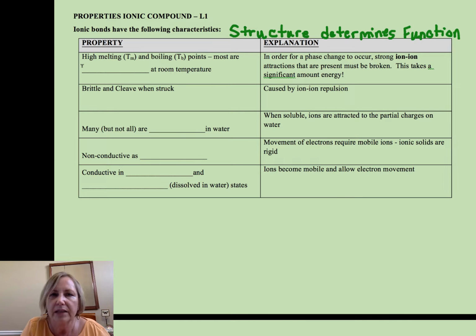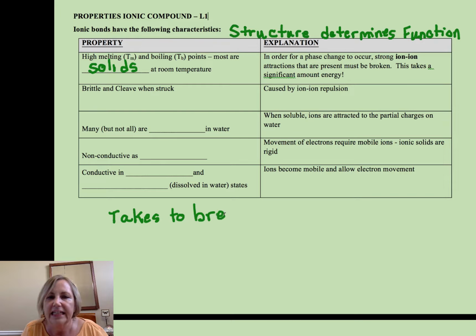Very high melting points and boiling points. Most ionic compounds are solids at room temperature. And that's because it takes energy to break. And if you have a strong ionic bond, and that's what we're breaking here, we're breaking very strong ion-ion attractions, that takes a significant amount of energy, and therefore they're going to have very high melting points.